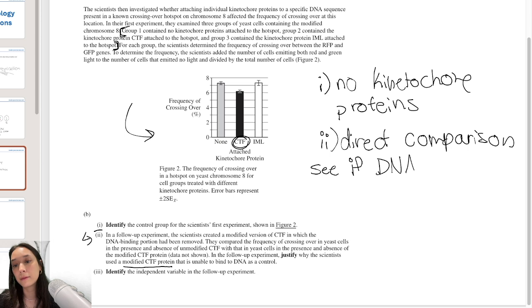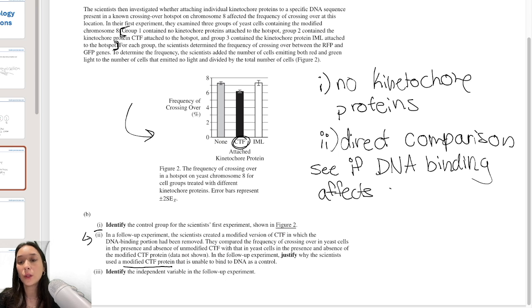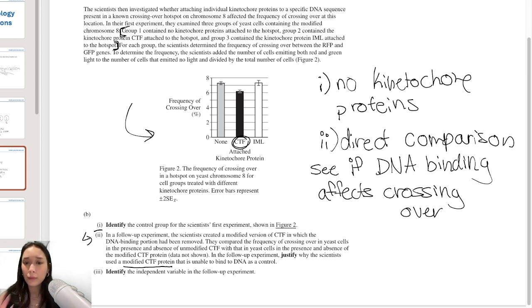DNA binding affects crossing over. There's probably a couple different ways in which you can say this, but overall it's just used as a control. And the main point of controls is to allow you to make a direct comparison and see, specifically in this example, if DNA binding affects the crossing over, or really how the CTF protein in general, because the one that's modified shouldn't bind in the first place, just seeing a better comparison of what it's actually doing.